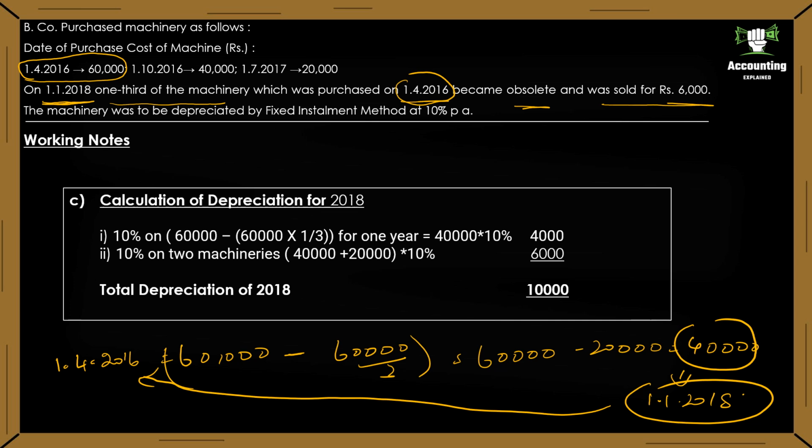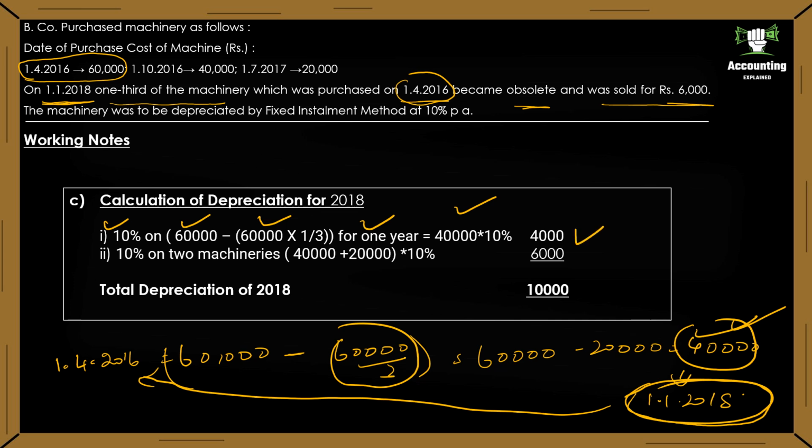Okay, so we have to take only this value for depreciation. Since it has been sold in the starting of the year, depreciation is to be calculated for the remaining machineries for the whole year. See here, 10% on 60,000 minus 60,000 into 1/3. This is what we have done here. For 1 year, it is 40,000. 40,000 into 10%, it is 4,000.